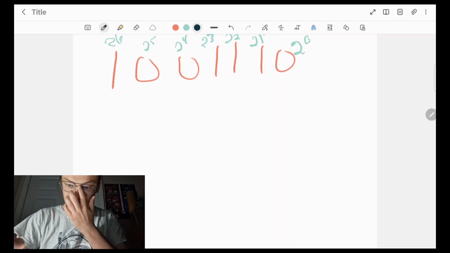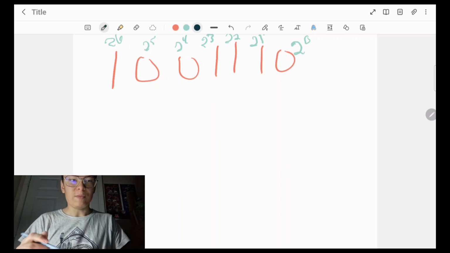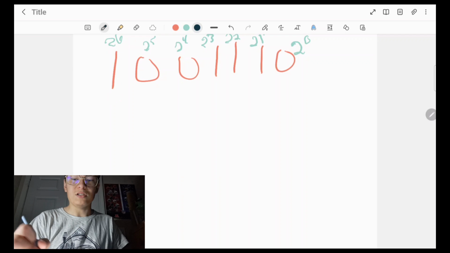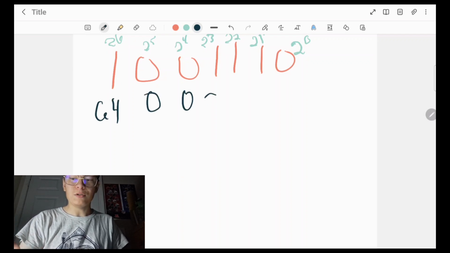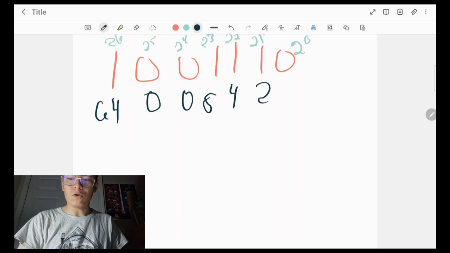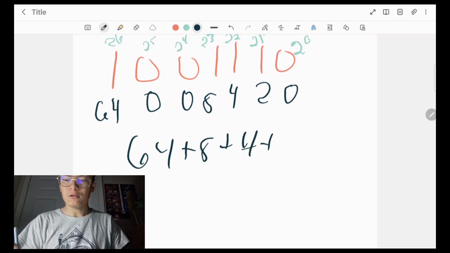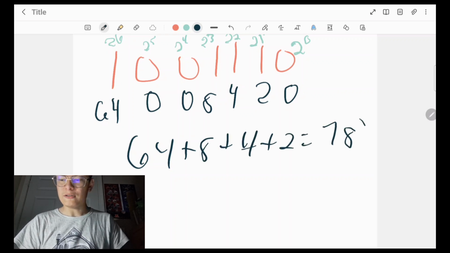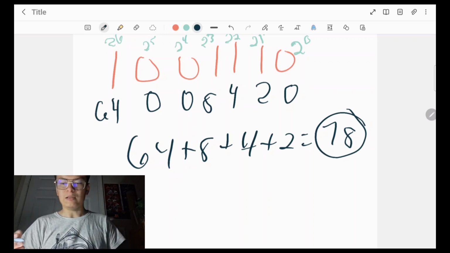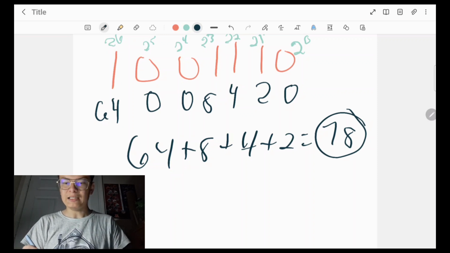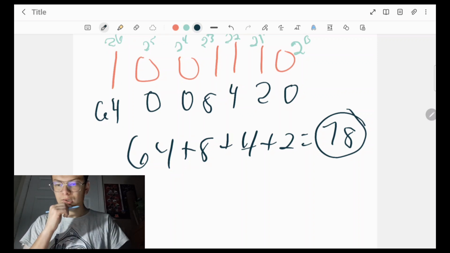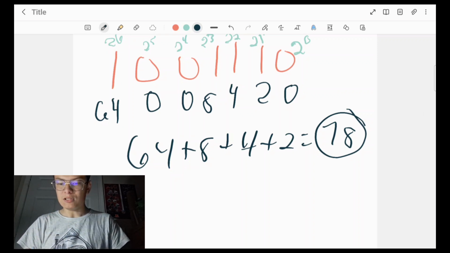Okay, so now let me change the color. So basically 1 times 2 to 6 is 64. This one will be 0, 0, 8, 4, 2, 0. Okay, so now from here we add 64 plus 8 plus 4 plus 2, which equals 78. And some of you guys are probably asking me how I got that. So this is the answer.